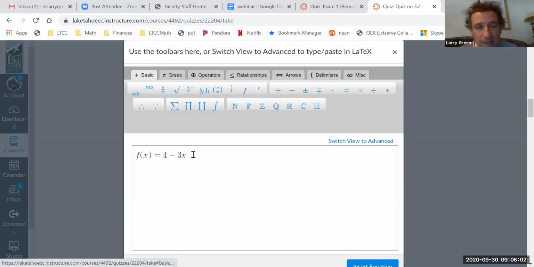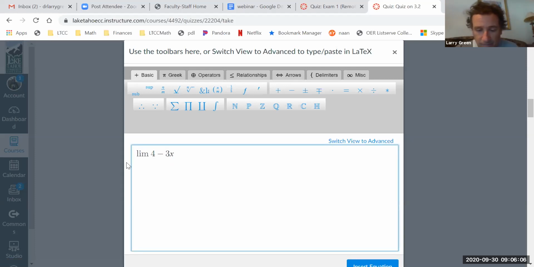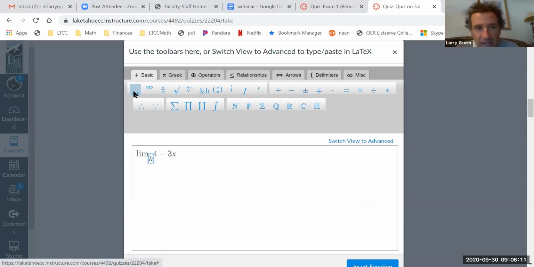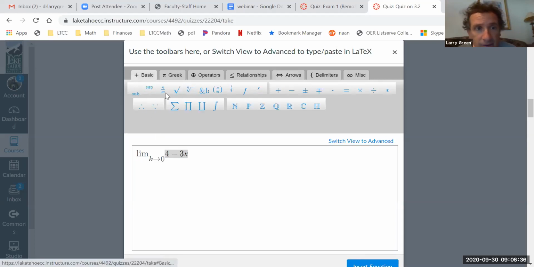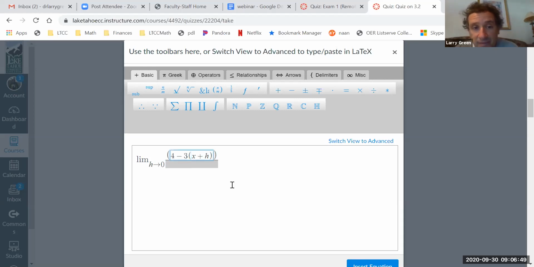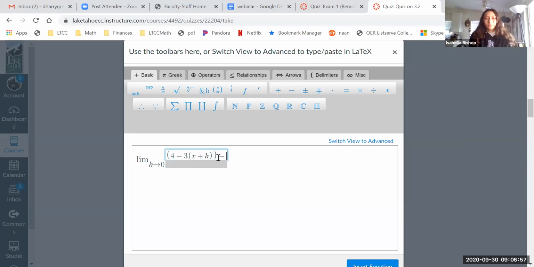So here's my f of x. What I really want to do is take the limit as h approaches 0 of f of x plus h minus f of x, all over h. So f of x is 4 minus 3x. First thing, I'm going to make a fraction out of this. It was 4 minus 3x, good thing I remembered. So we're going to have 4 minus 3 times x plus h, and then minus 4 minus 3x, all over h. Any questions so far?